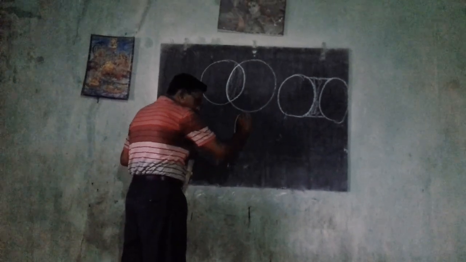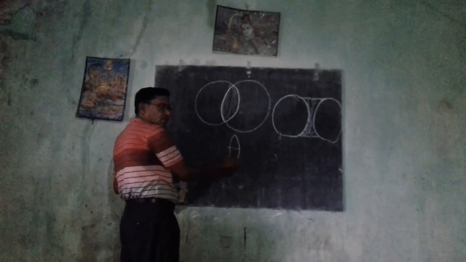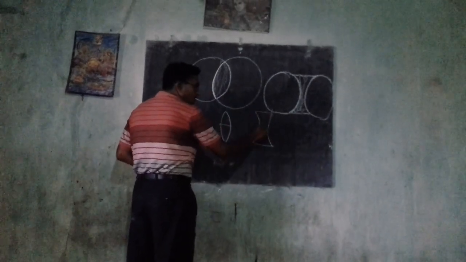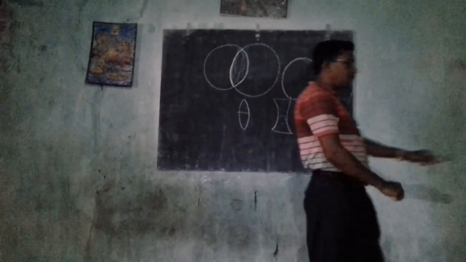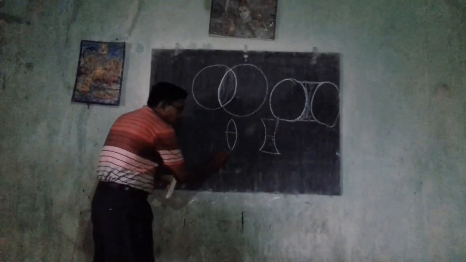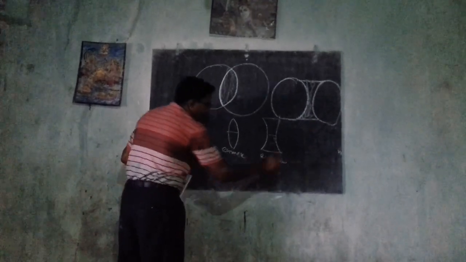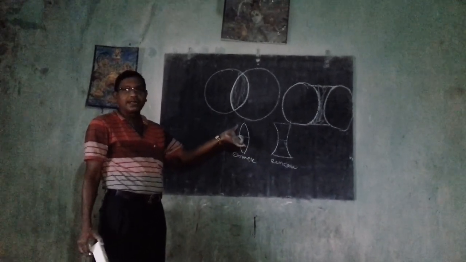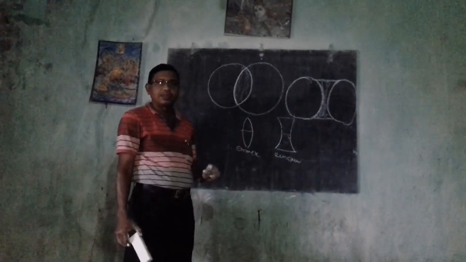How can we mark the concave and convex lens? In the convex lens, the middle portion is thicker and the side portion is thinner. And in the concave lens, the middle portion is thinner and the side portion is thicker. Okay? So our lens has two types we can study: one is the convex lens and another is the concave lens. In convex lens, the middle portion is thick and the side portions are thin. But in the concave lens, the middle portion is thin and the side portions are thicker.